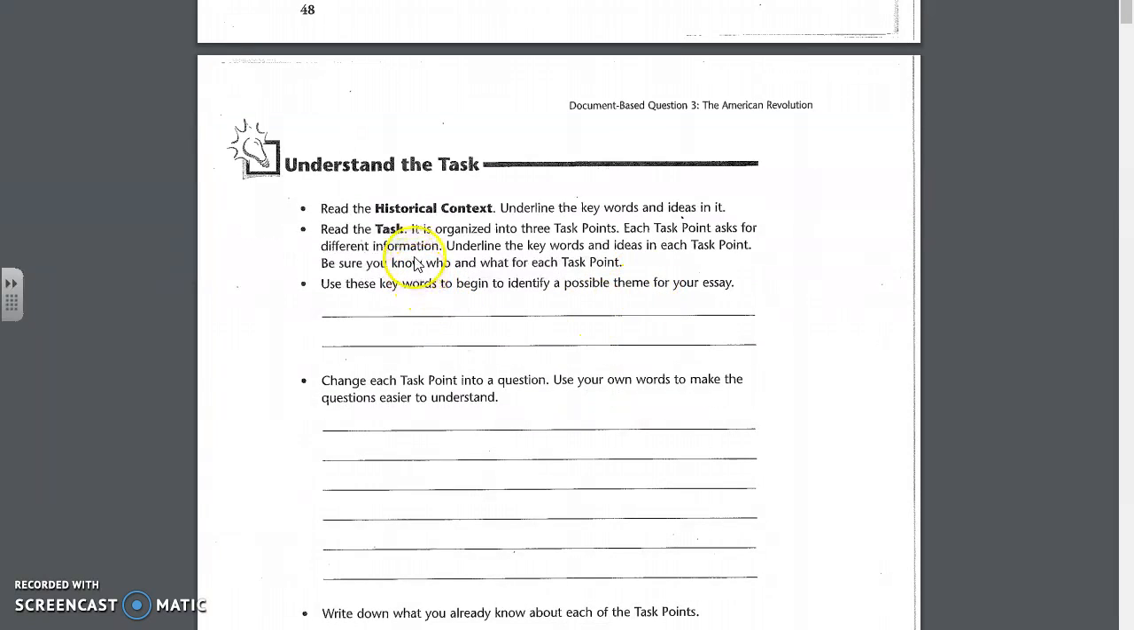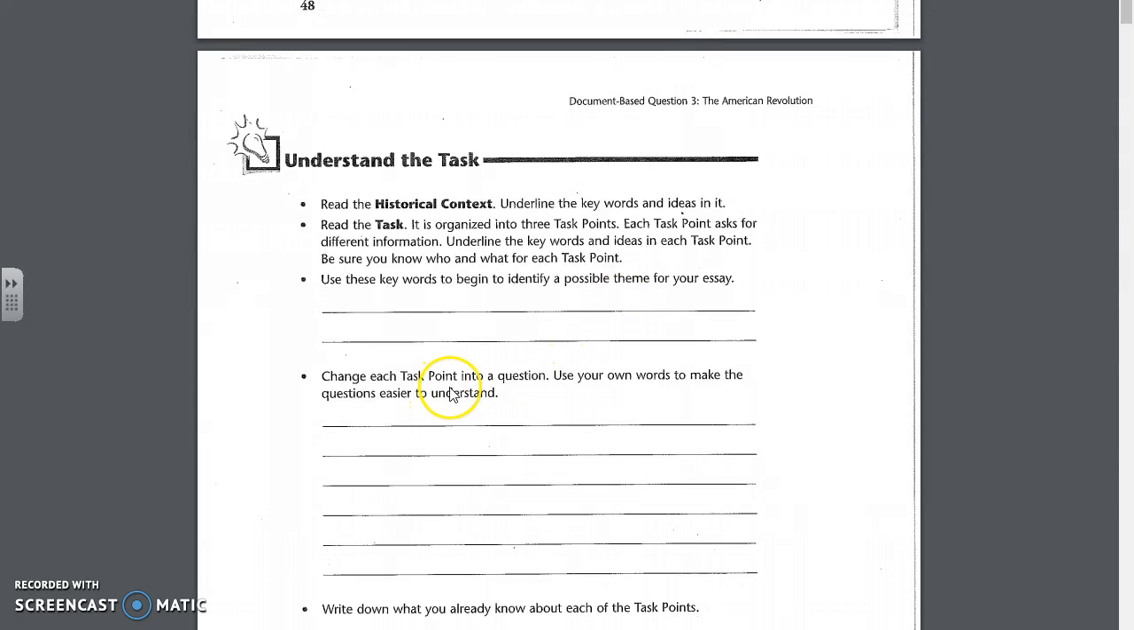Then I'd like you to reread the task. Okay? It is organized into 3 task points, and each task point asks for different information. I'd like you to underline the keywords and ideas in each task point. Be sure you know who and what for each particular task point. And once you've underlined words in the task point, use those keywords to begin to identify a possible theme or a main idea that you're going to argue for in your essay.